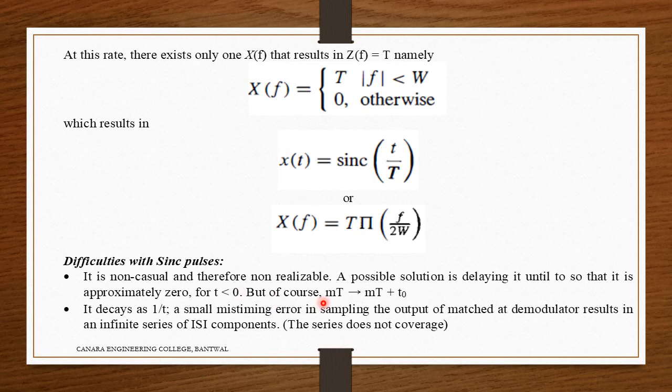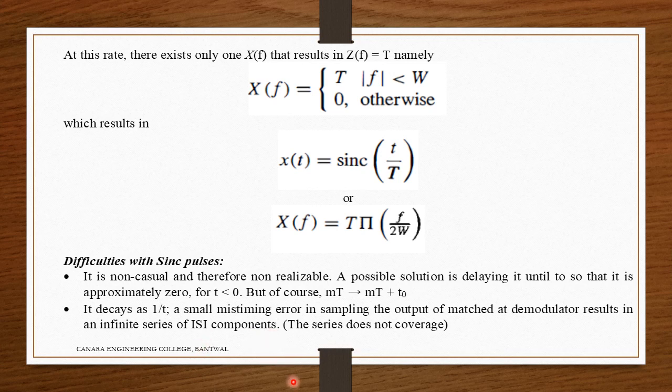But of course, x(t) becomes x(t plus t0), where we can relate it saying that x(t) is equal to x(t), but with t0 being 0 here, and it decays as 1/t. A small mistiming error in the sampling of the output of the matched filter at the demodulator results in an infinite series of ISI components.